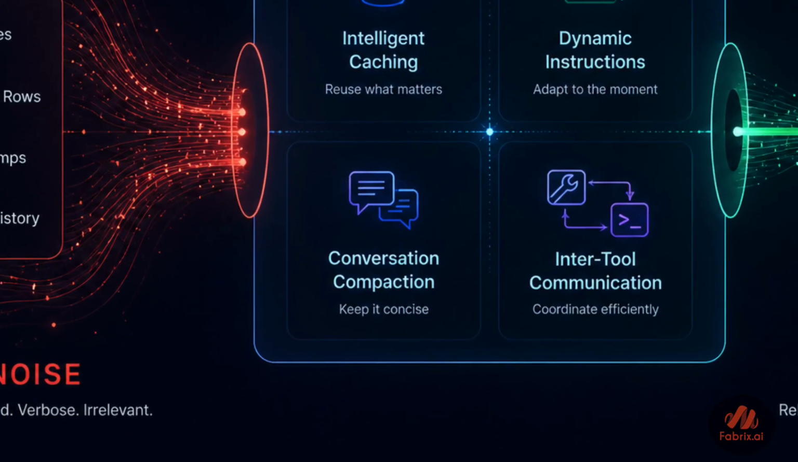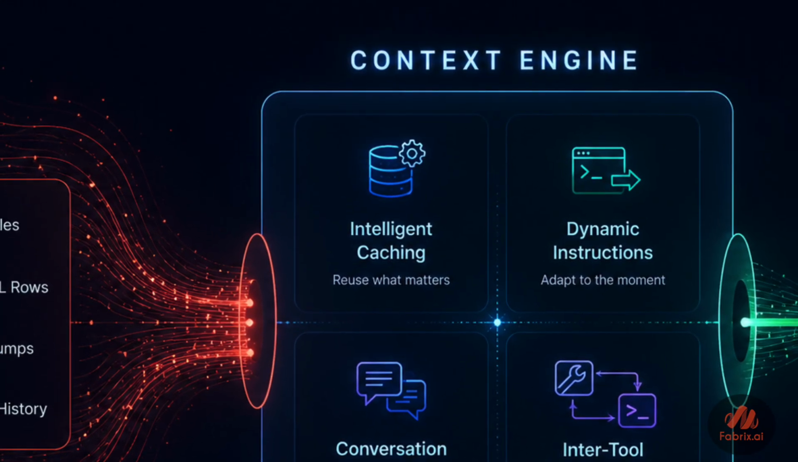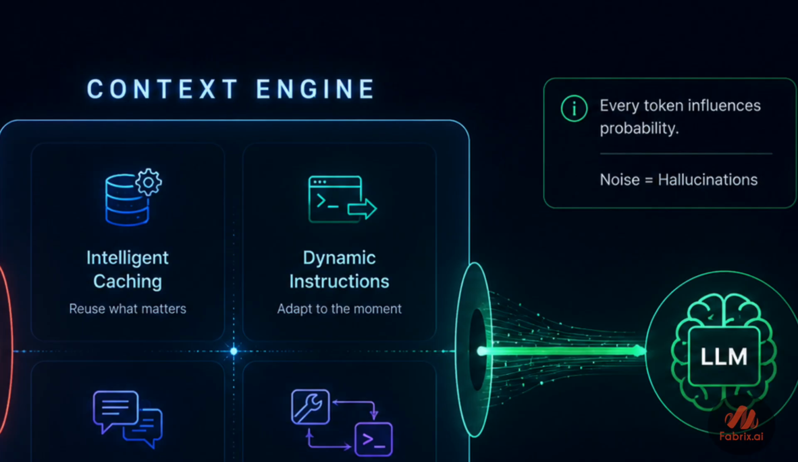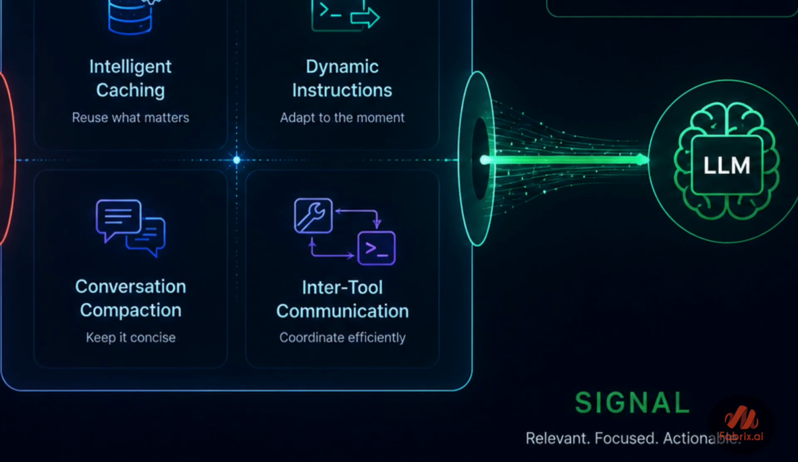Conversation compaction handles the conversation level, generating targeted, query-driven summaries rather than prepending raw history. Intelligent caching handles large tool responses, keeping them out of context and making them explorable on demand. Dynamic instruction loading makes sure the agent only sees the instructions and tools that are relevant to the current task. And inter-tool communication allows tool outputs to be shared directly between tools without having to pass through the LLM.